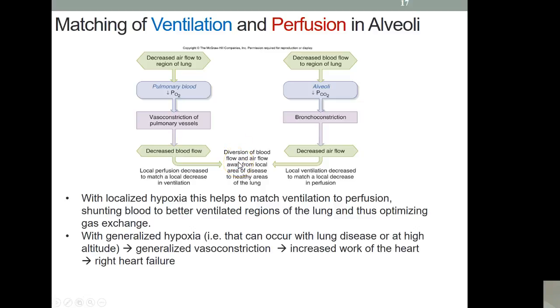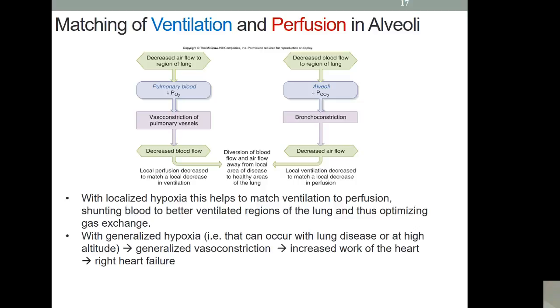We see another thing in the airways that is similar. So if we have decreased blood flow to a region of the lungs, this leads to decrease in the partial pressure of CO2 in the alveoli. In response to that, we're going to get bronchoconstriction, and this is going to lead to decreased airflow. This is a local ventilation response. This local ventilation is going to be decreased to match that local decrease in perfusion. So once again, together, these things act to divert blood flow and airflow away from local area of disease to healthy areas of lung in order to best match ventilation to perfusion.